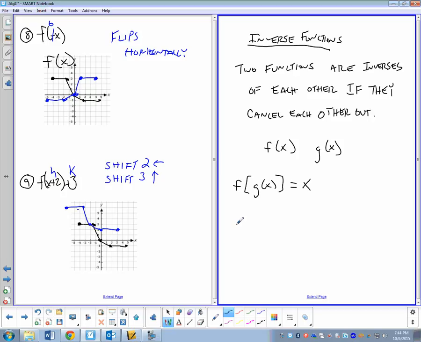It also means the same thing switched. If I start with my g of x function and I take my f of x function and plug it in, they will cancel each other out and just equal x. Okay? So that's what it means for two functions to be inverses of each other. And if you plug one of them into the other, they will cancel each other out and just equal x.